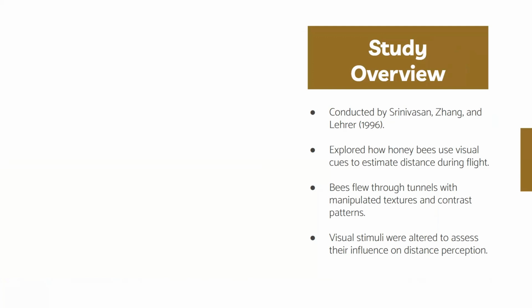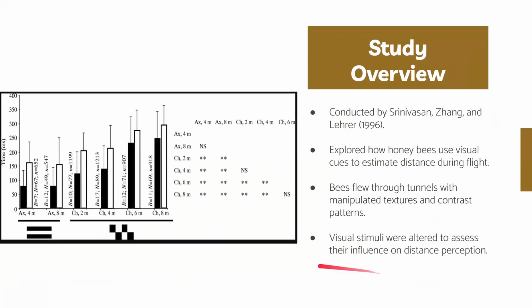These bees are going to be flying through tunnels with manipulated textures and contrasting patterns. They're going to measure the waggle dance to see how the duration of the waggle corresponds with the actual distance the bees are flying through the tunnels. In these different tunnels, we're going to have the axial lines and then the checkered pattern. If we just look at the 8 meters for each pattern, we can see that the waggle dance is significantly shorter in the axial lines than in the checkered pattern.